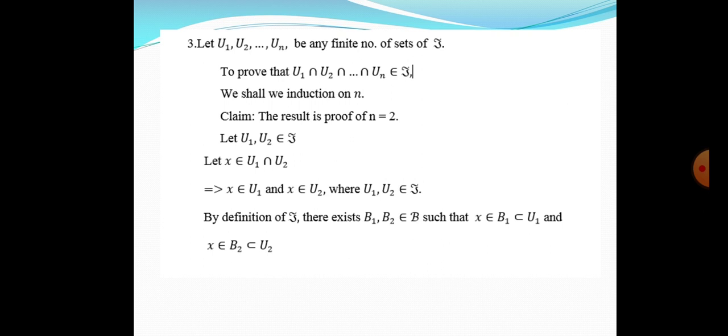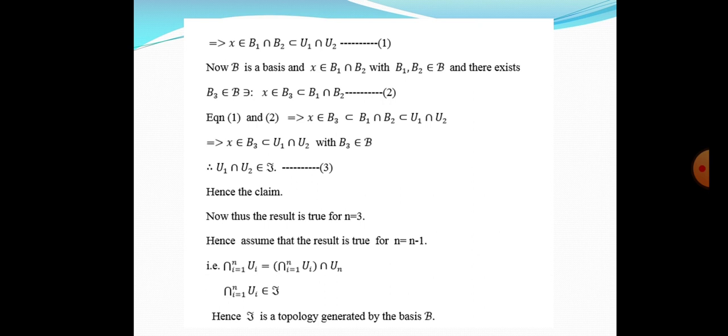b1 is a subset of u1, and b2 is a subset of u2. So therefore x belongs to b1 intersection b2, and b1 intersection b2 is a subset of u1 intersection u2. So this is the first equation. Now B is a basis and x belongs to b1 intersection b2, with b1, b2 belonging to B, so there exists b3 belonging to B such that x belongs to b3, which is a subset of b1 intersection b2. This is the second property.